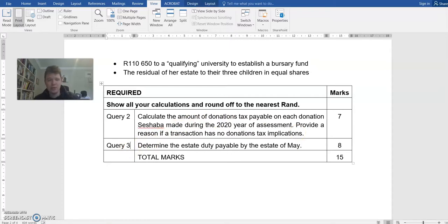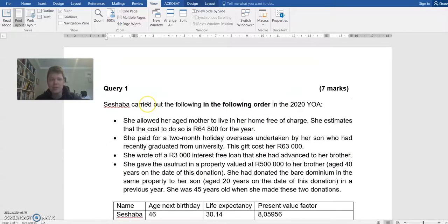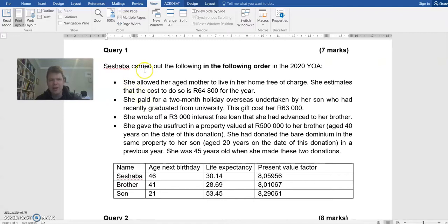I see that says 2, it should say 3. Or it should say 1 and 2 actually. So let's see what's going on here.